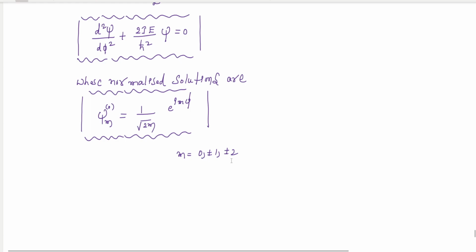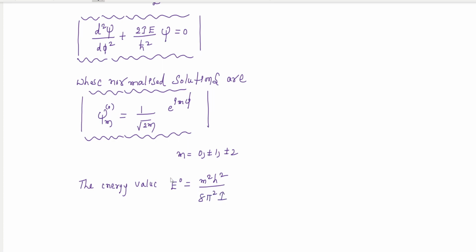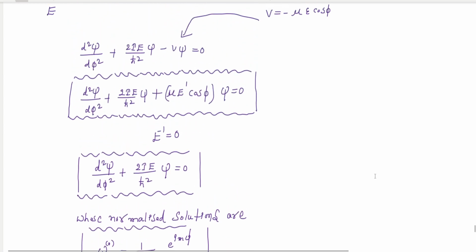Therefore the energy values E0 equal to m square h square divided by 8 pi square I. So this is the unperturbed energy level. You observe here clearly. So this is the Schrodinger equation.